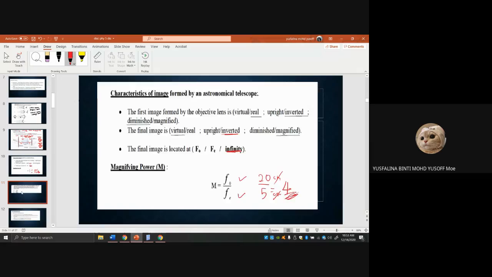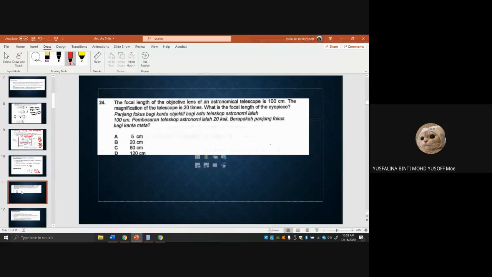Let's see the next question. The focal length of the objective lens of an astronomical telescope is 100 cm, and the magnification of the telescope is 20. What is the focal length of the eyepiece? M is FO divided by FE. M is already given as 20, FO is 100, and FE you need to find. So you get 5 cm. That's how you answer this question.